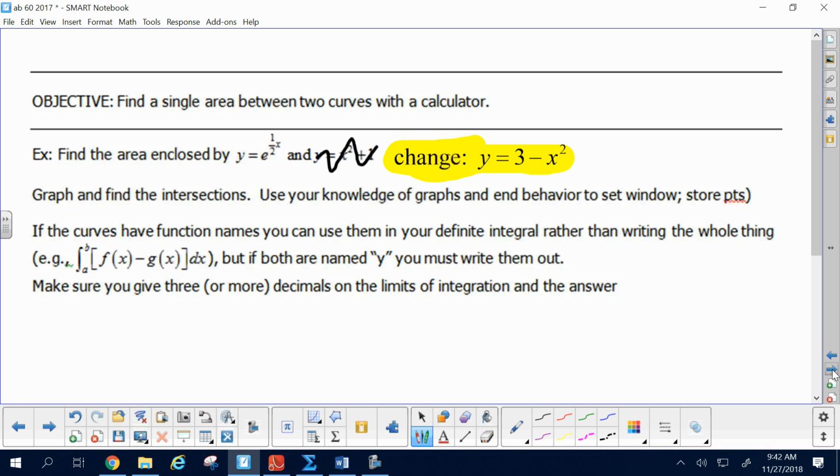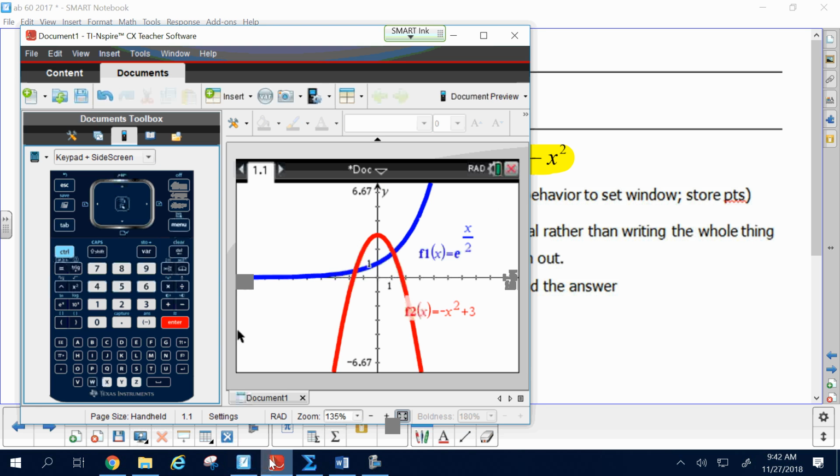Now this is with the calculator. So you may get out your calculator. And the first thing you no doubt will do is graph it. Graph both equations. And hopefully your graph will look something like that. As much as I appreciate you watching me do it, that's not going to be the same as you doing it yourself. So you really should get out your calculator and practice this.